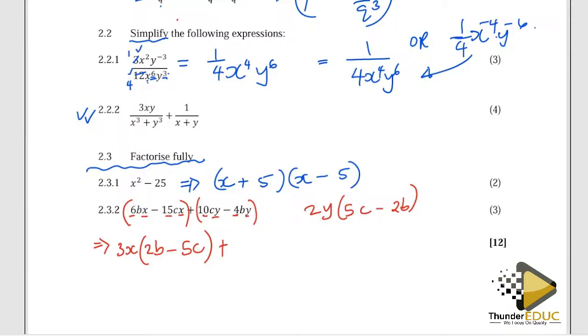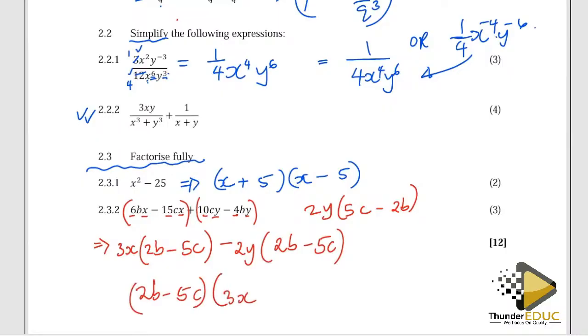So instead of me having a plus here, I'll apply that method of taking out the negative sign. So take out the negative sign, and then I'll have the 2b minus a 5c, so that I have just the same brackets. Good. Then from there, I'll have a 2b minus 5c, which is common. When I remove this bracket, I'll have a 3x. I remove this, I'll have a minus 2y. Then this becomes our final answer.